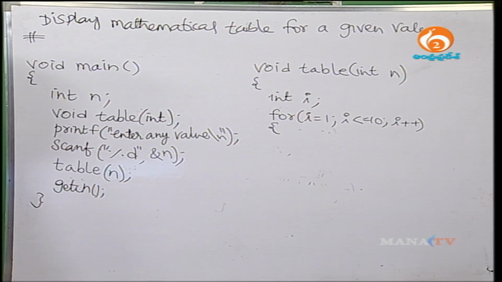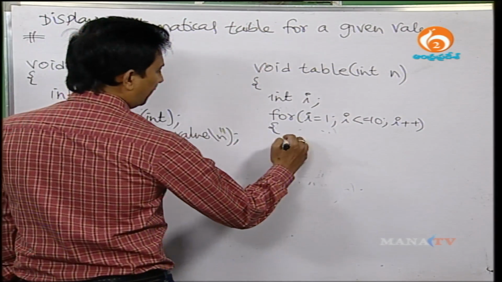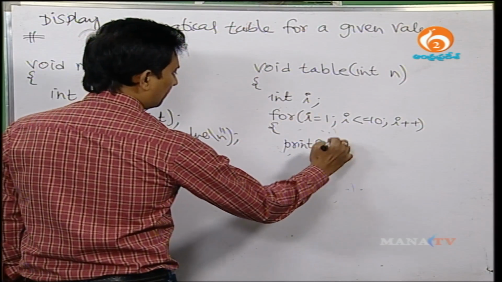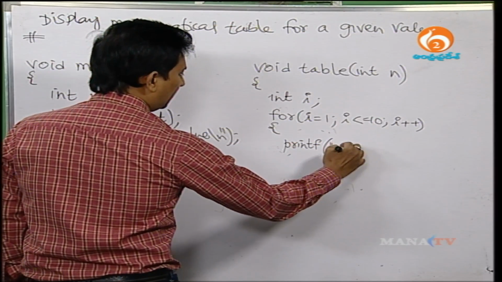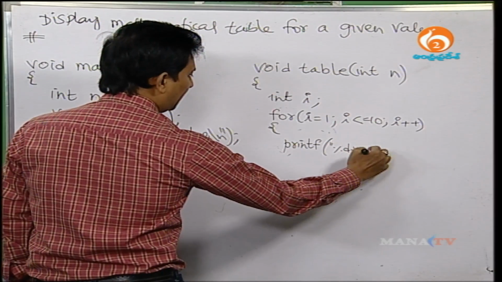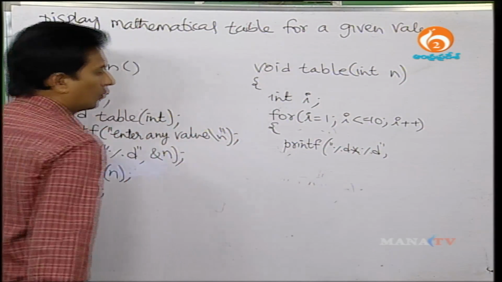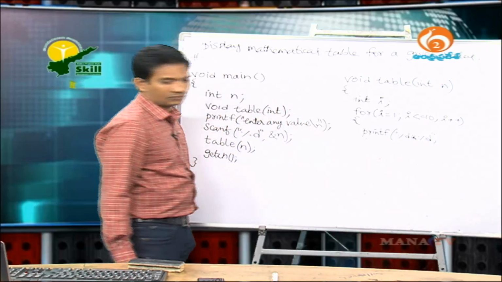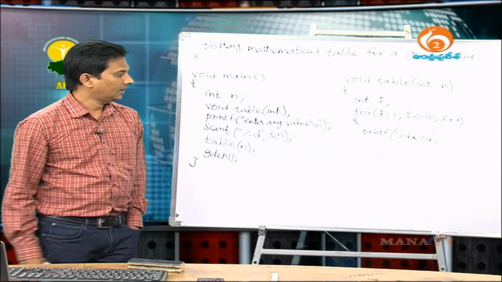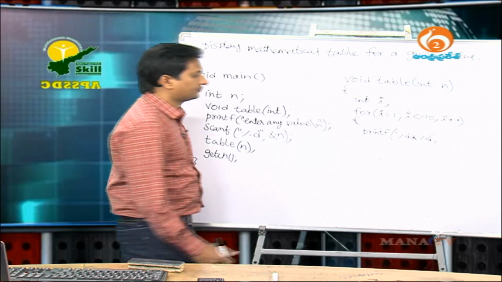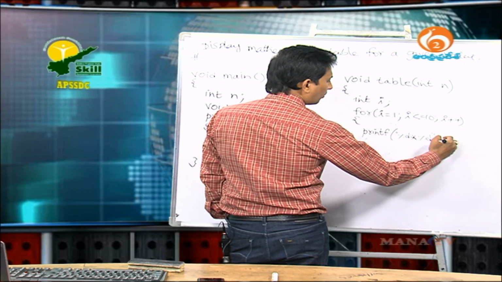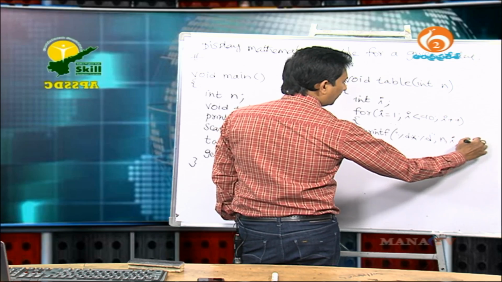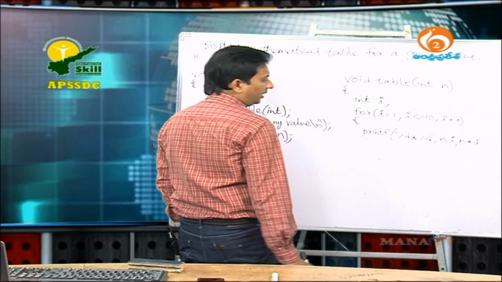So here we have to write the calculation, that is printf "%d star %d," that is n comma %d into %d, n comma I, n into I.